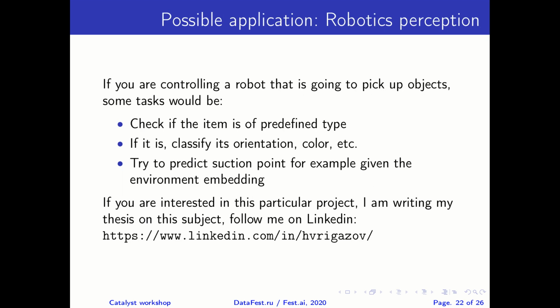And another example would be robotics perception. So obviously, if you have a robotic arm that is going to pick up objects, you could have a lot of tasks. For example, check if the item is of some predefined type, and if it is, classify its orientation, color, and in general visual characteristics. For example, try to predict the suction point for every item given the environment embedding. So the environment embedding would hold information, for example, about obstacles and different stuff like that.